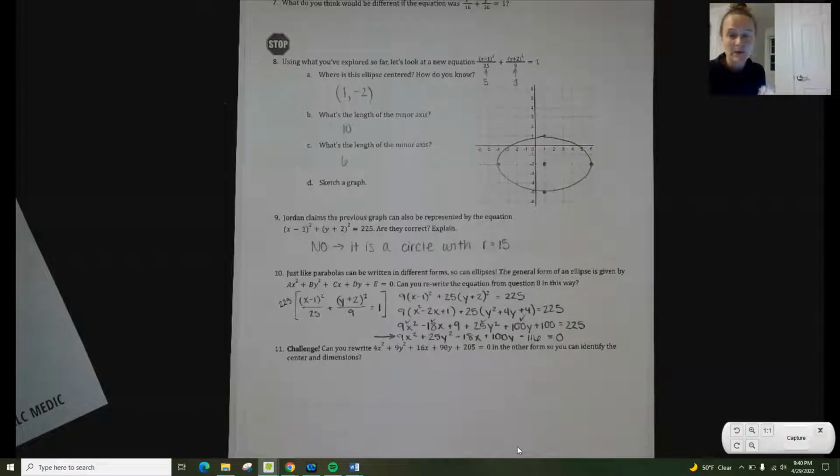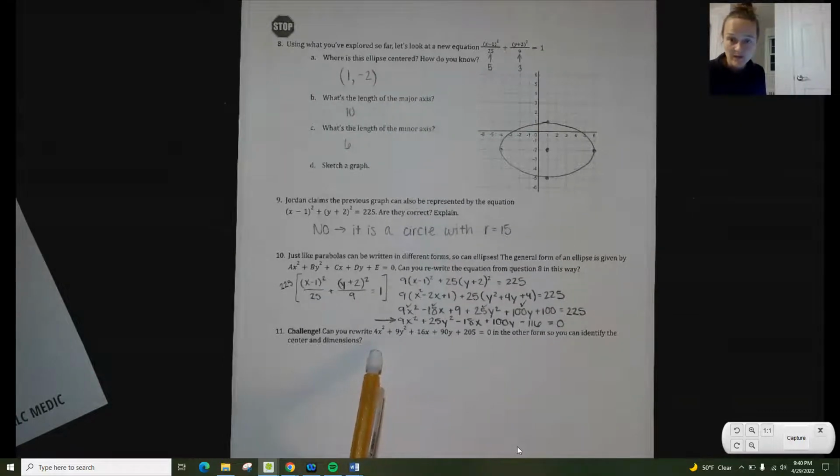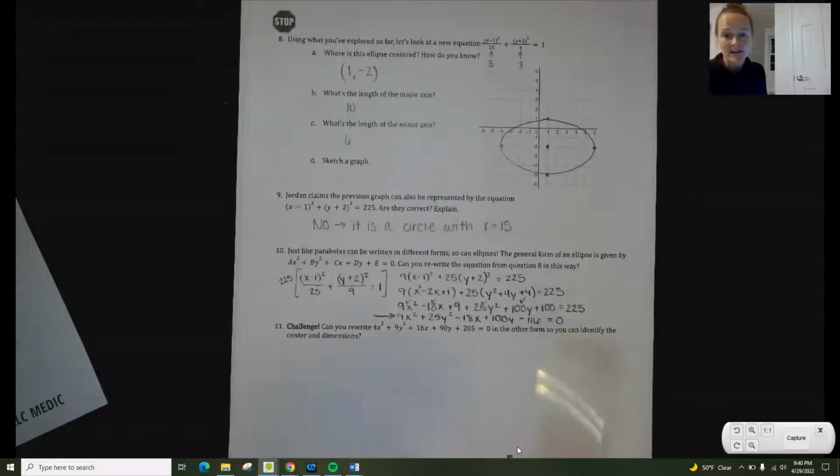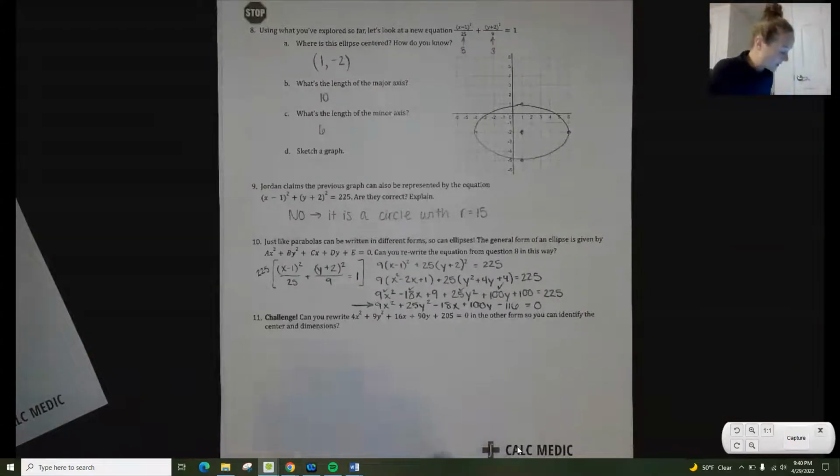The difference between completing the square in circles and in parabolas compared to ellipses is now you're always going to have different coefficients, which leads to the fact that you have different axes with the major and the minor. So you're going to need to complete the square, but you're also going to need to factor out those values. So let's reorganize this problem.